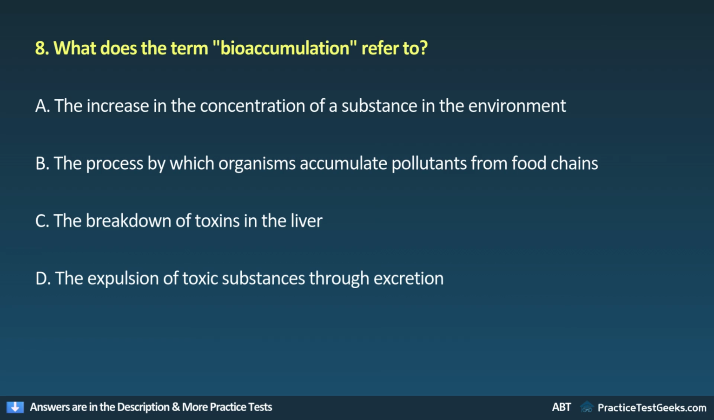8. What does the term bioaccumulation refer to? A. The increase in the concentration of a substance in the environment. B. The process by which organisms accumulate pollutants from food chains. C. The breakdown of toxins in the liver. D. The expulsion of toxic substances through excretion.